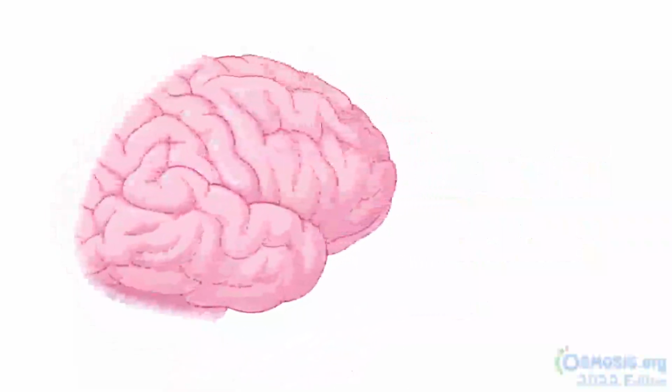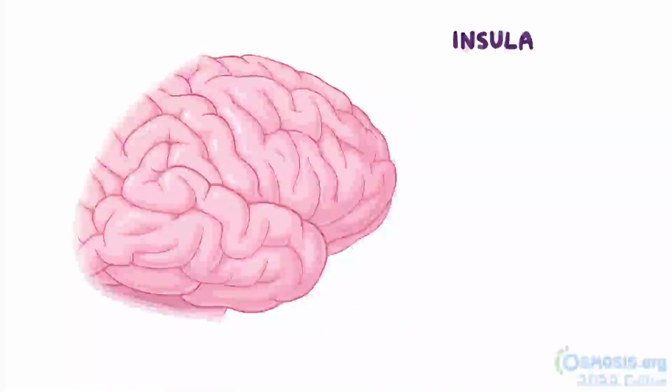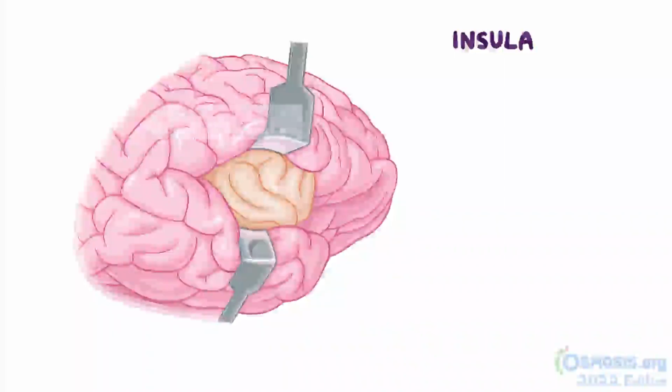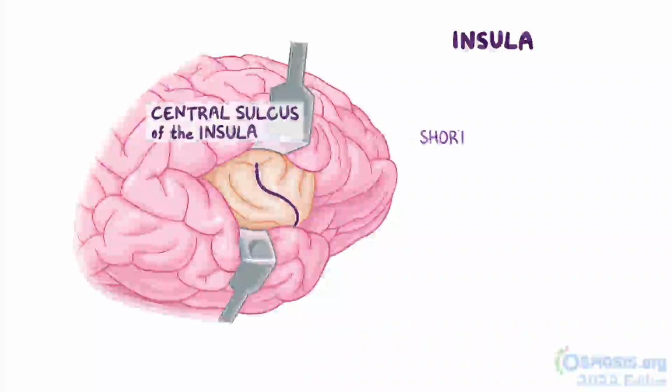Furthermore, the area of the cortex called the insula, or insular cortex, lies at the bottom of the lateral fissure, hidden from the external surface of the brain. So we need to open up the folds of the lateral fissure or dissect them in order to see it. The insula has the central sulcus of the insula running through it, forming both short gyri, rostral to the sulcus, and long gyri, caudal to the sulcus.